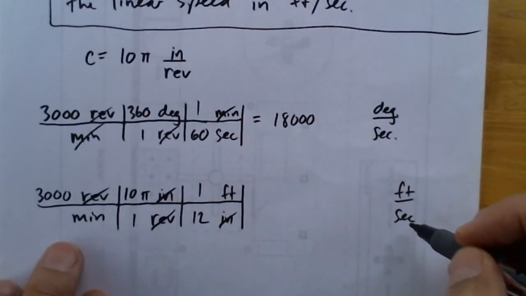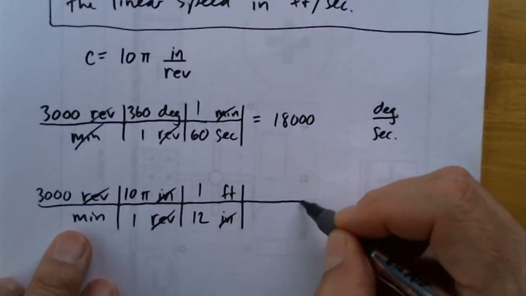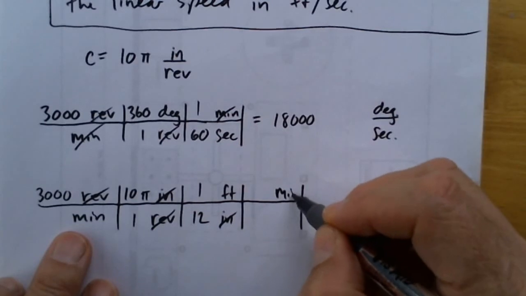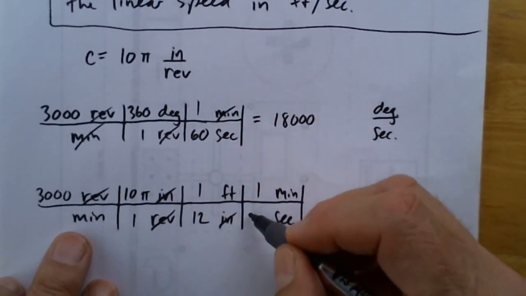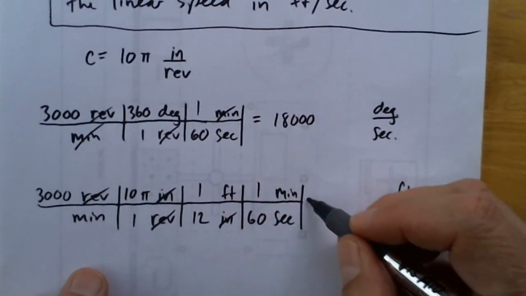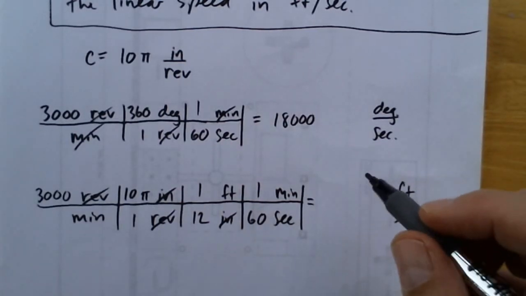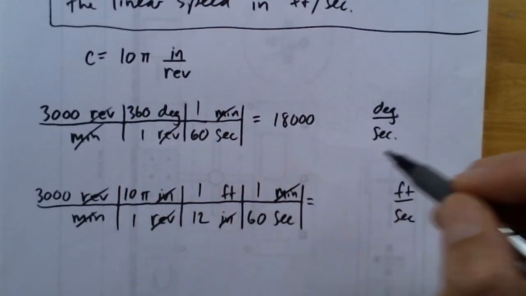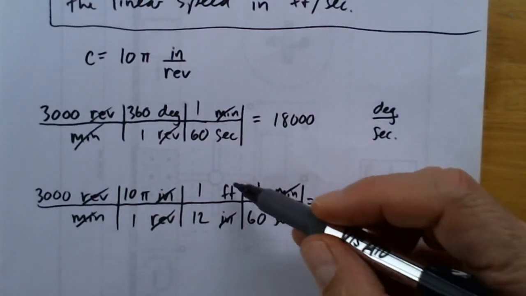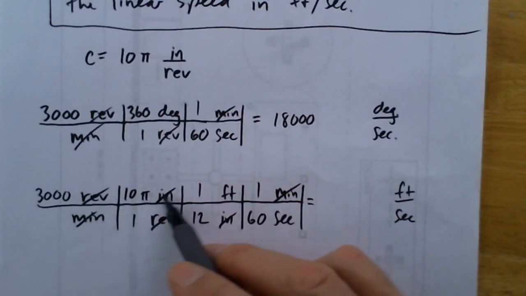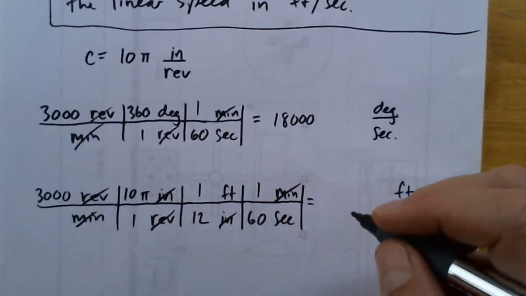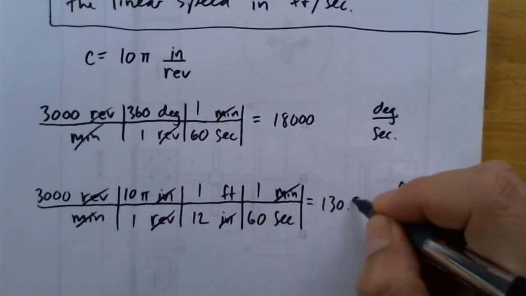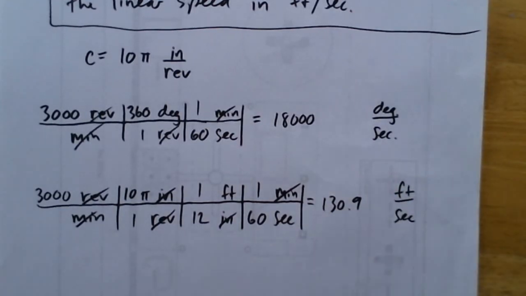Revolutions, inches, and we have feet. Now we need seconds from minutes. Cancel the minutes. And then we're going to get 1 minute is 60 seconds. Cancel the minutes, and we will be left with feet per second. So we multiply everything in the numerator divided by everything in the denominator, and we get 130.9 feet per second. And that's it for today.